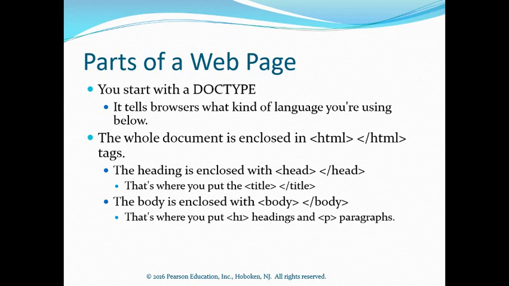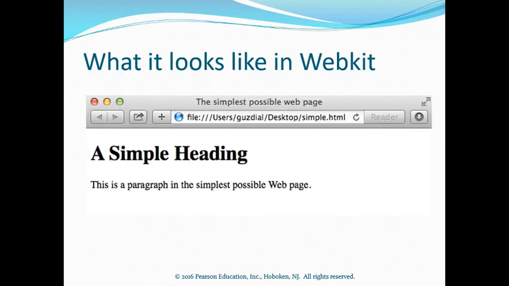So you start with a doctype, like I said, and it tells the browser what kind of language you're using below. So anything below this document type tag, the browser will know how to handle it. So the whole document is enclosed in HTML opening and closing tags. The heading is enclosed with head. That's where you put the title. Then the body is enclosed with body, and that's where you put the headings, H1, and then the paragraph. So what it looks like in WebKit.